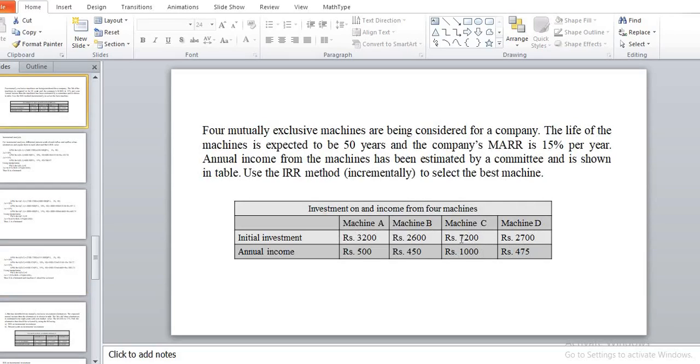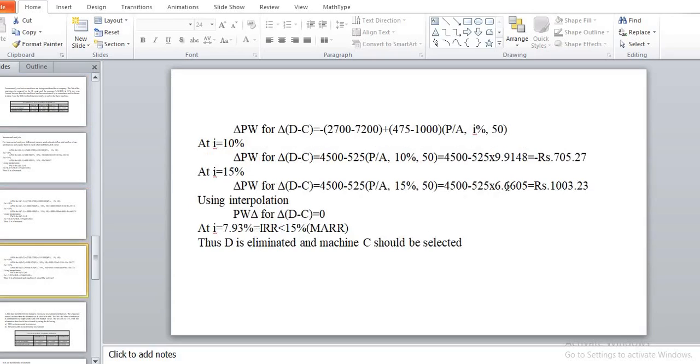And this 7,200 is the difference for investment, and for the revenue and the expenses consideration, 475 minus 1,000. So we get this formula. Again we put I is equal to 10%, I is equal to 15%, and find this I value which is less than 15%. Now in this case D is eliminated, C is remaining.